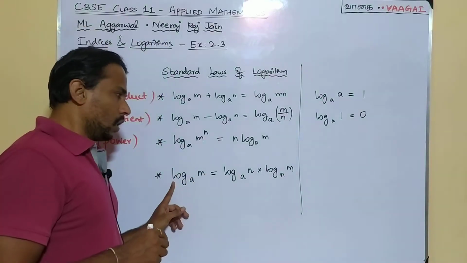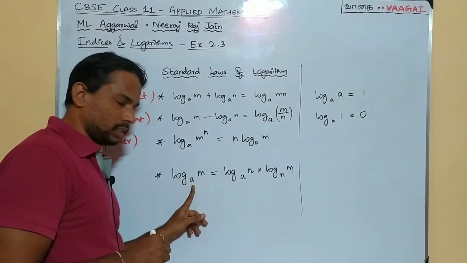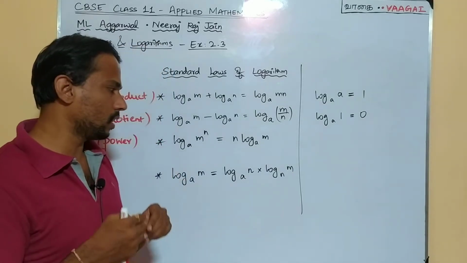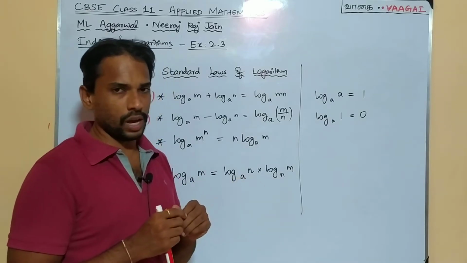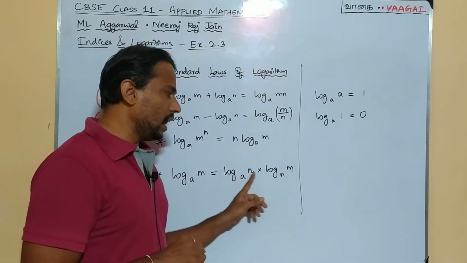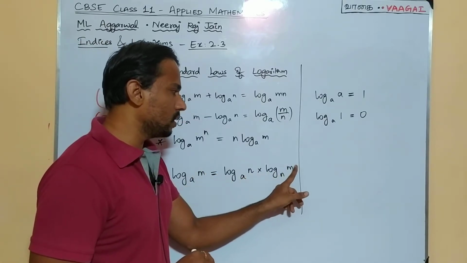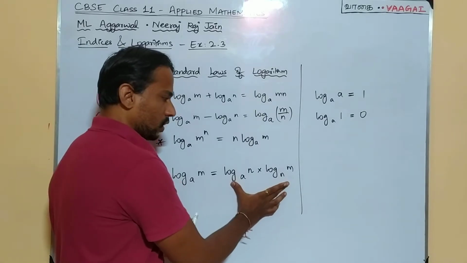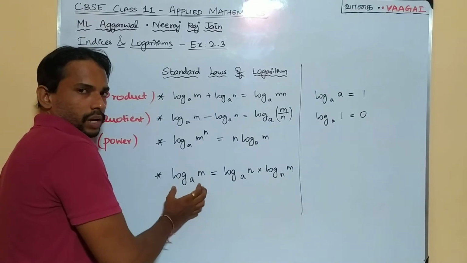What happens is, in log of m to the base a, we are inserting another value, we are introducing another value here, which is n. So now see here, log of n base a times log of m base n. Just try to multiply these two values. When you multiply these two values, you will again get this value only.